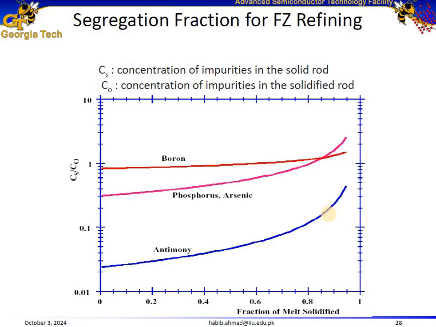So then the takeaway points are that boron actually provides more uniform doping throughout the solid rod, making it easier to produce p-type silicon wafers. On the other hand, phosphorus, arsenic, and especially antimony concentrate heavily towards the end of the solidification process, making it harder to achieve uniform doping in N-type materials.